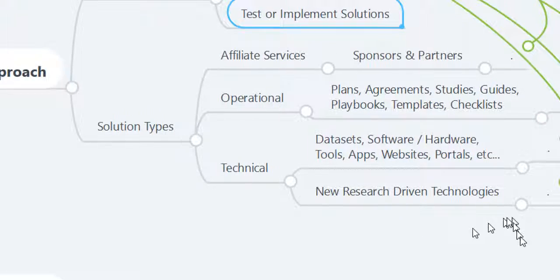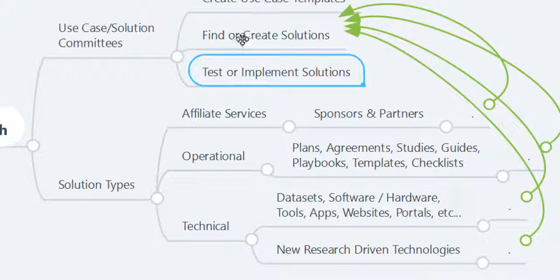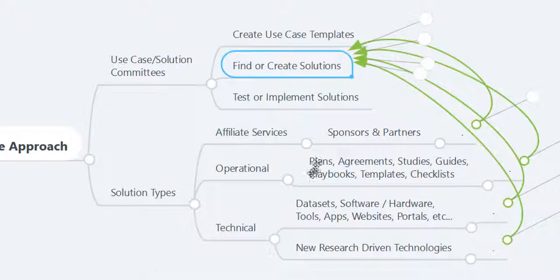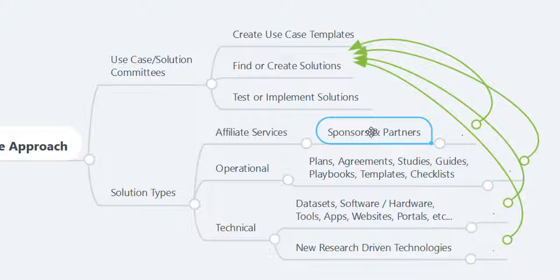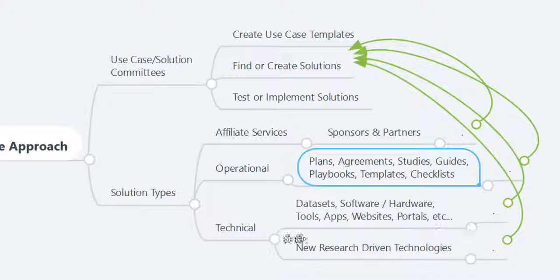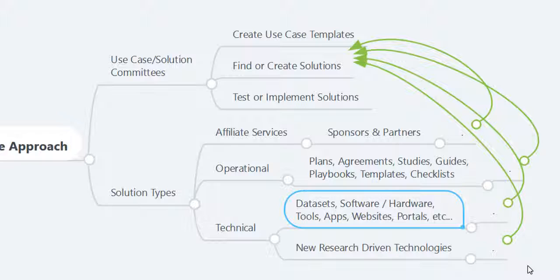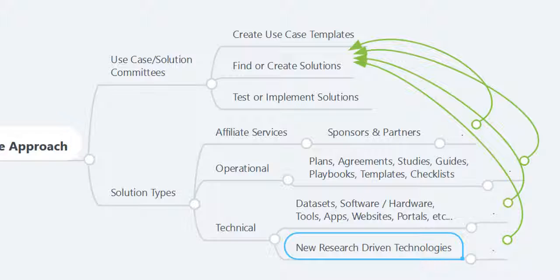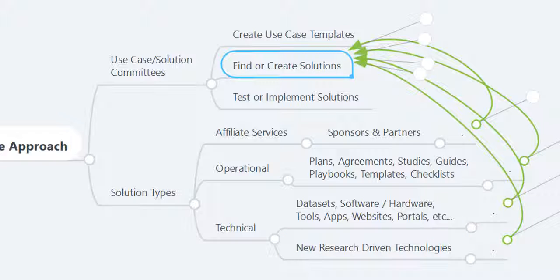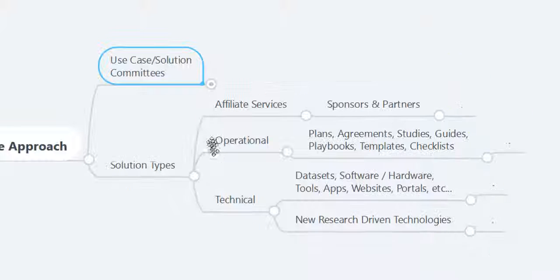So if we look at the solution types, they all go back to here. Where do we get solutions from? First of all, we pull from our affiliates, our sponsors, and our partners. We develop operational solutions where we use plans and agreements and studies and things like that. We develop technical solutions that usually come in the form of data sets or apps or websites and so forth. And then we get access to new research through DHS and our partnership with the Department of Homeland Security. All these types of solutions feed back into right there. We find solutions, we vet them, and we create them. So that is what makes our process unique.